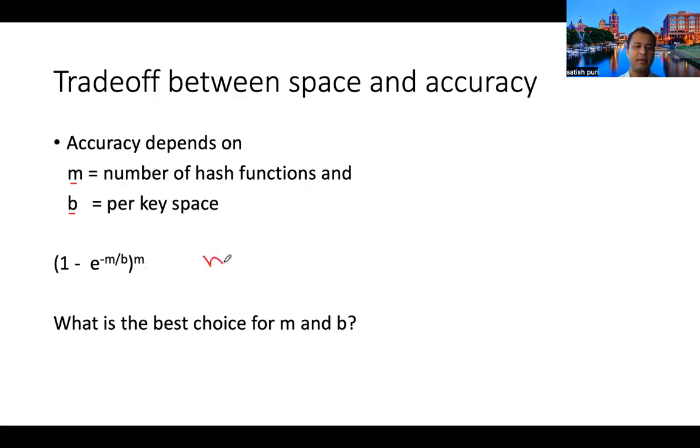Like let's say we choose 10 hash functions. So what should be the value of b such that this whole expression is minimized? Because this is the false positive rate and you want the false positive rate to go down. So what are the ideal values of m and b? Should we take b as 10 or 20? What are the values that we should try in order to make this go down? So, how do we do that?